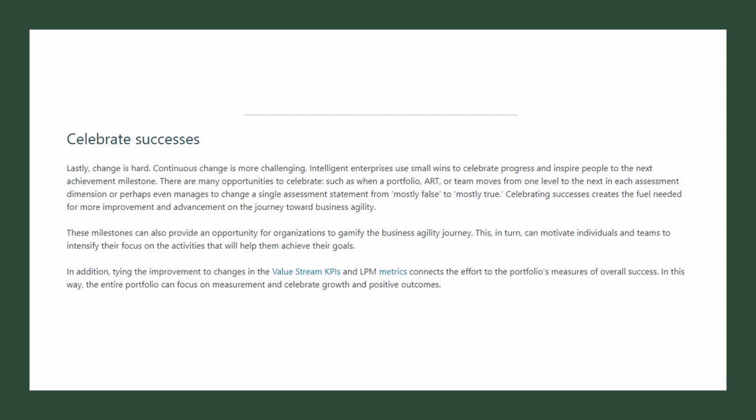These milestones can also provide an opportunity for organizations to gamify the business agility journey. This in turn can motivate individuals and teams to intensify their focus on the activities that will help them achieve their goals. In addition, tying the improvement to changes in the value stream KPIs and LPM metrics connects the effort to the portfolio's measures of overall success. In this way, the entire portfolio can focus on measurement and celebrate growth and positive outcomes.